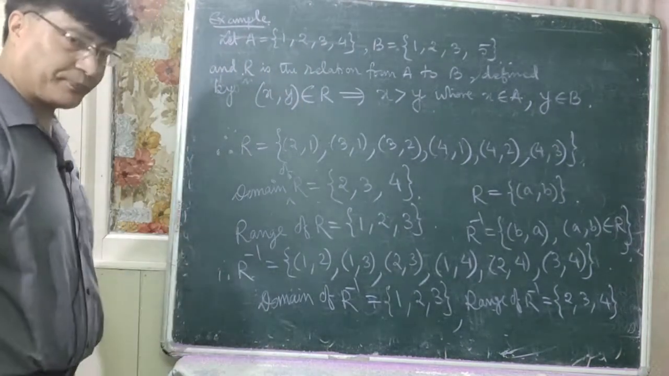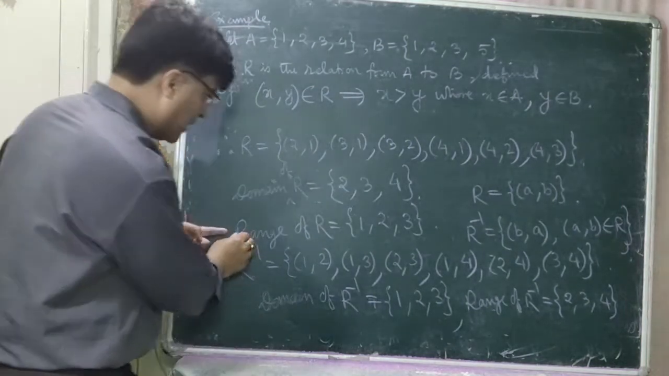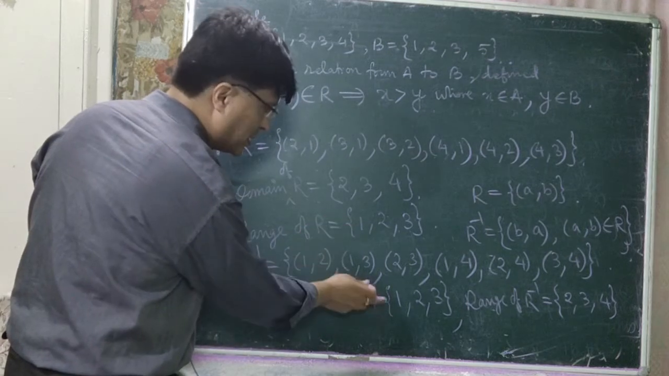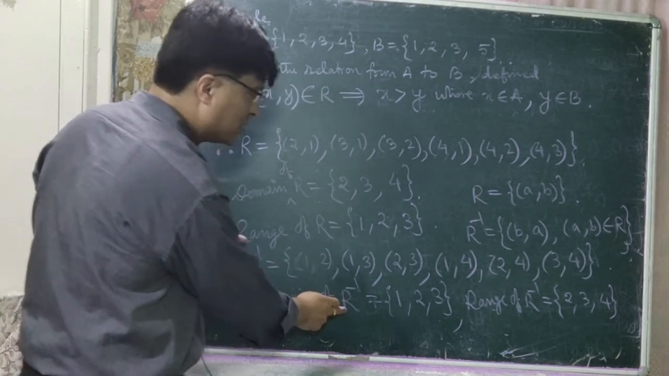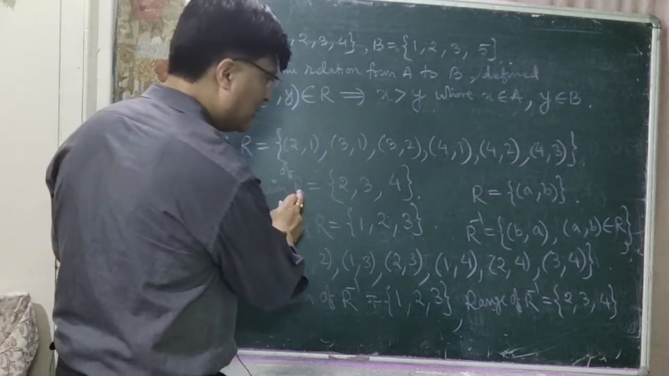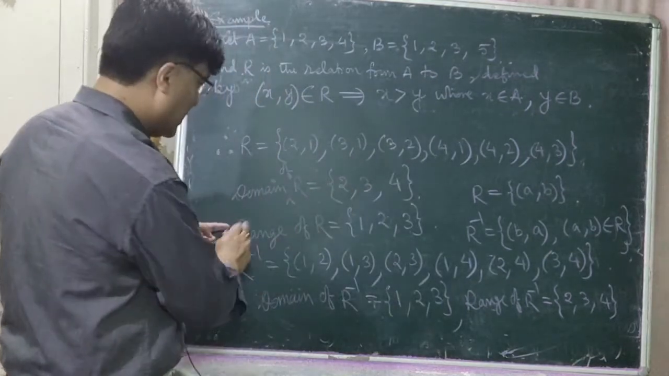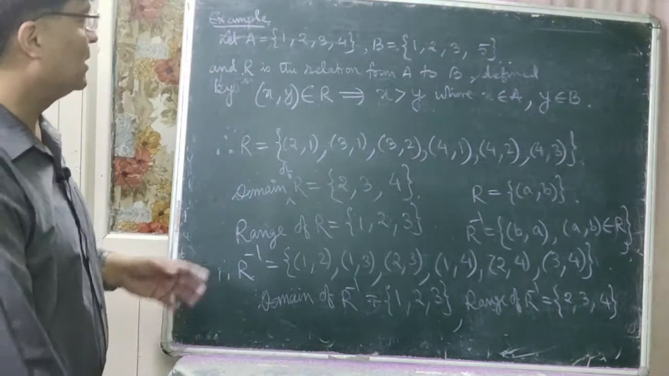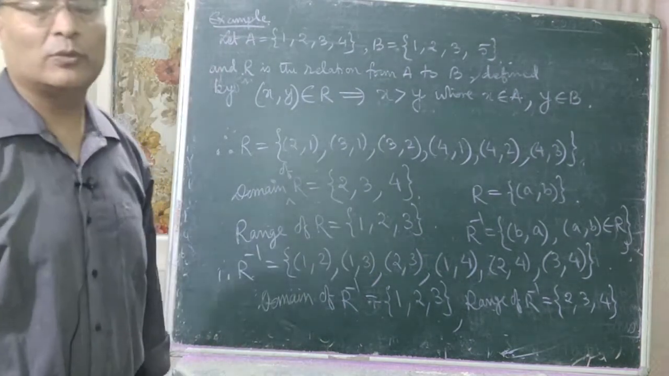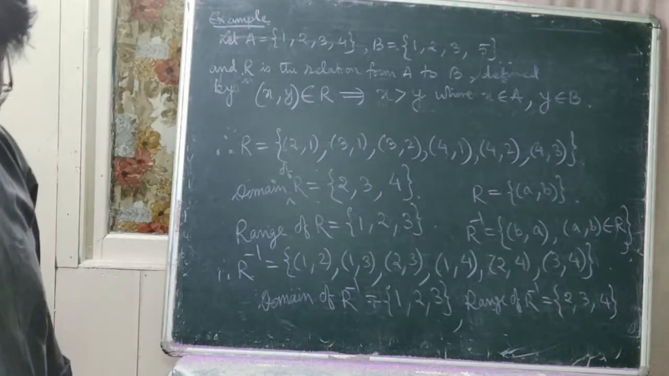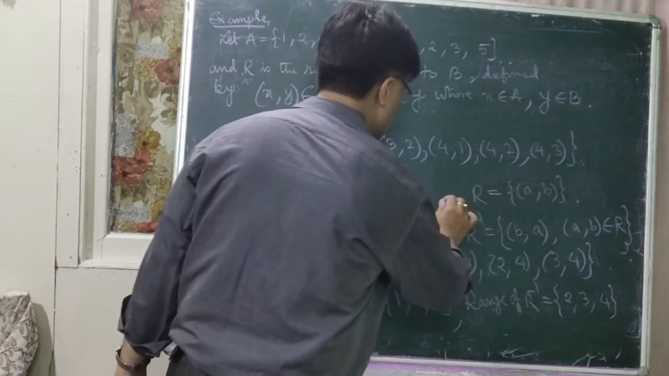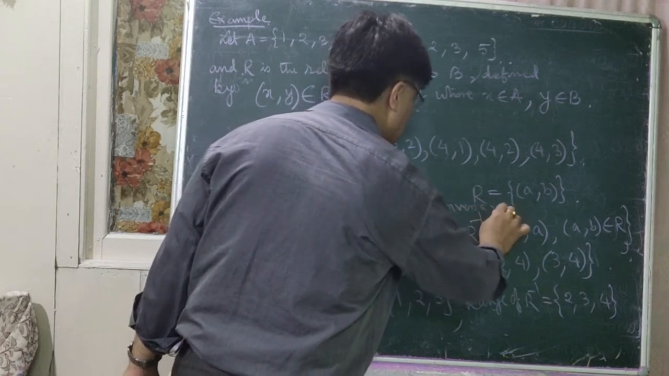So I think you have understood it. OK, so now in this case, range of R is equal to domain of R inverse. These sets are equal. And domain of R is equal to range of R inverse, which is equal to 2, 3, 4. And range of R is equal to domain of R inverse, which is 1, 2, 3. OK, so we can note it down. I think you understood the meaning of inverse relation. This is known as inverse relation.